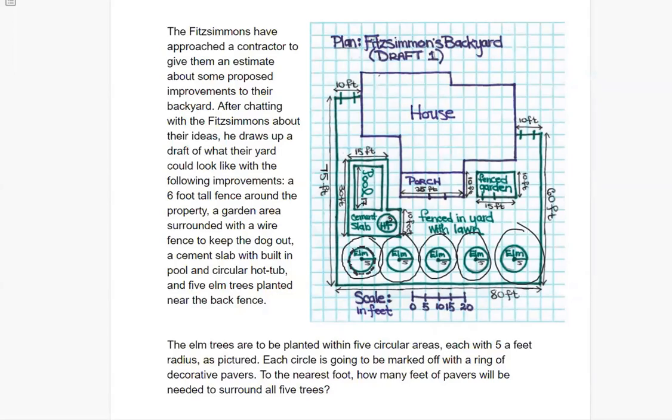And then to the nearest foot, how many feet of pavers will be needed to surround all 5 trees? Well, interesting question here, because the first thing you need to ask yourself is area or perimeter.